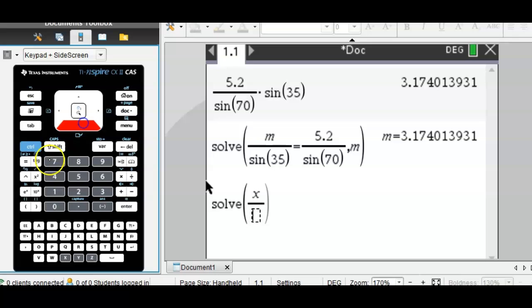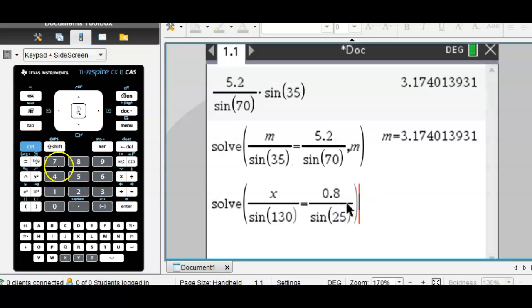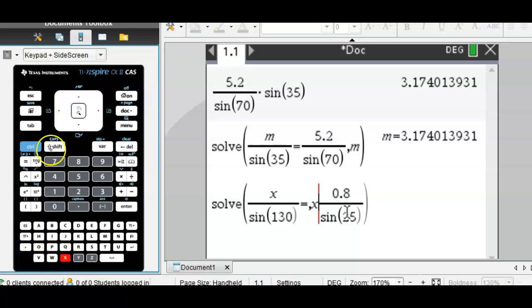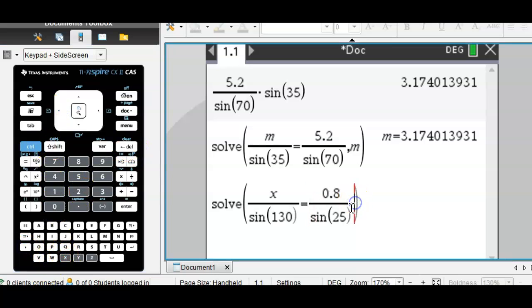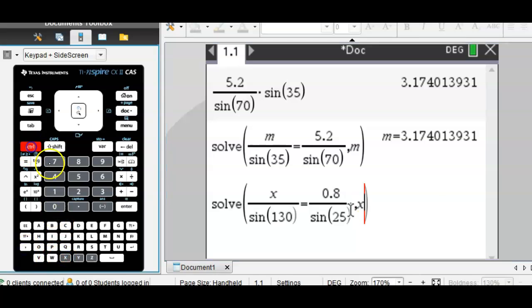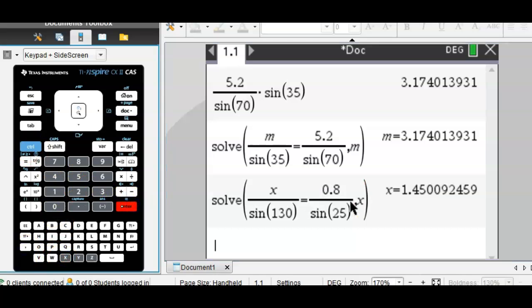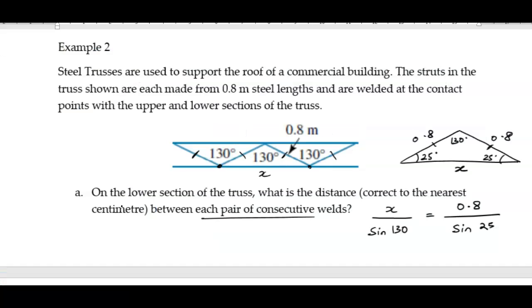So x over sine 130 equals 0.8 over sine 25, control enter. Oops, I didn't put in the command for solving for x, so comma x. Now control enter gives us the length of x as 1.45 meters. So x is equal to 1.45 meters, which is the distance between each pair of consecutive welds.